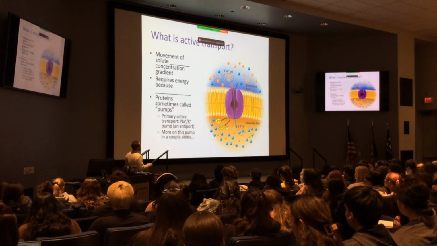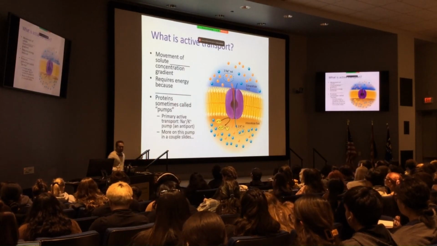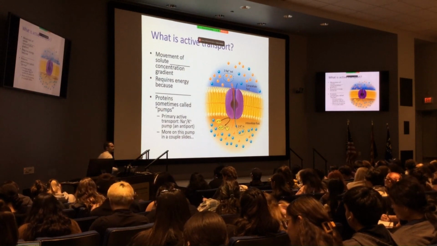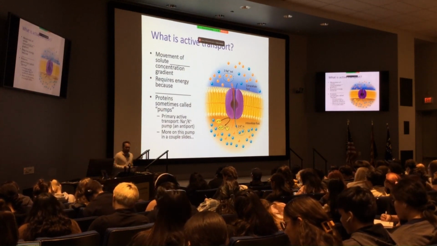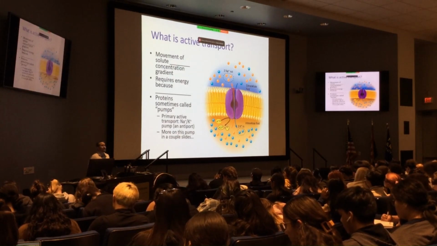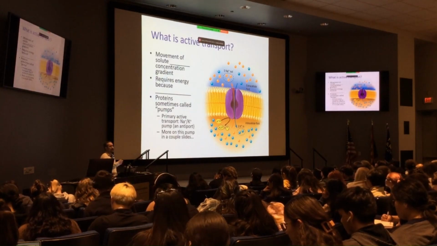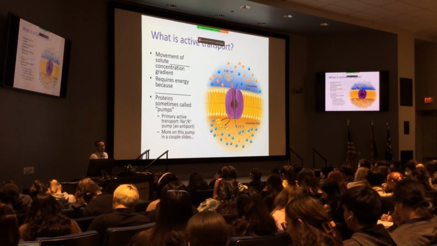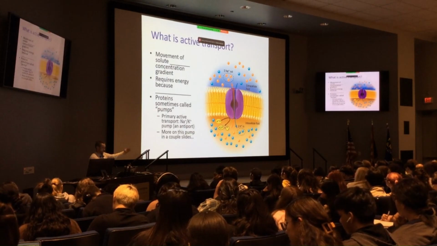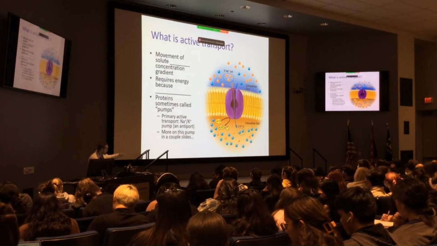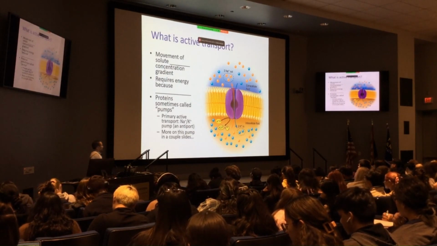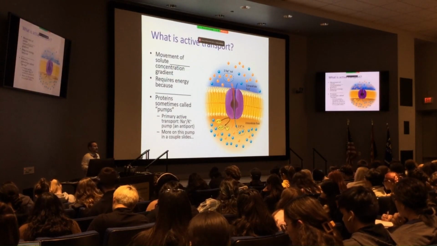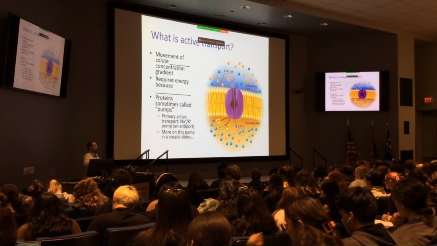So with active transport, we've got the movement of solute against the concentration gradient. It requires energy because energy input is needed in order to move in the opposite direction of the concentration gradient. It's like rolling a ball uphill. Roll a ball downhill, you just drop it, let it go. No energy is required. To push it uphill takes energy. So these proteins are sometimes called pumps because they take energy, like a pool pump or a water pump.